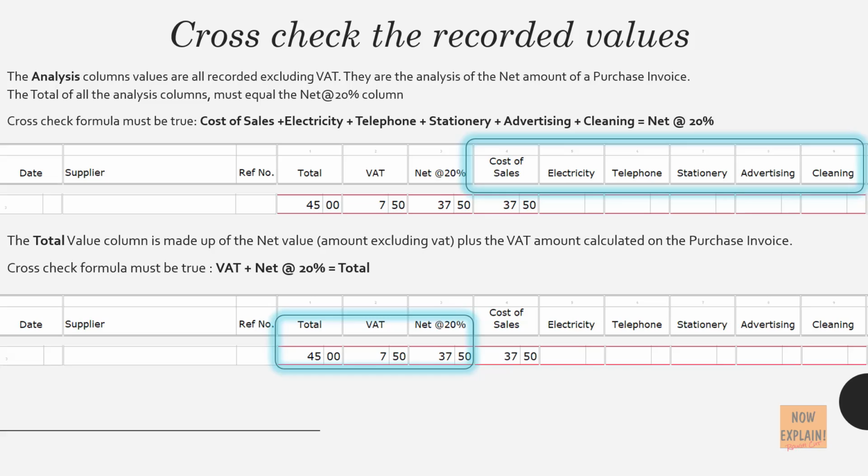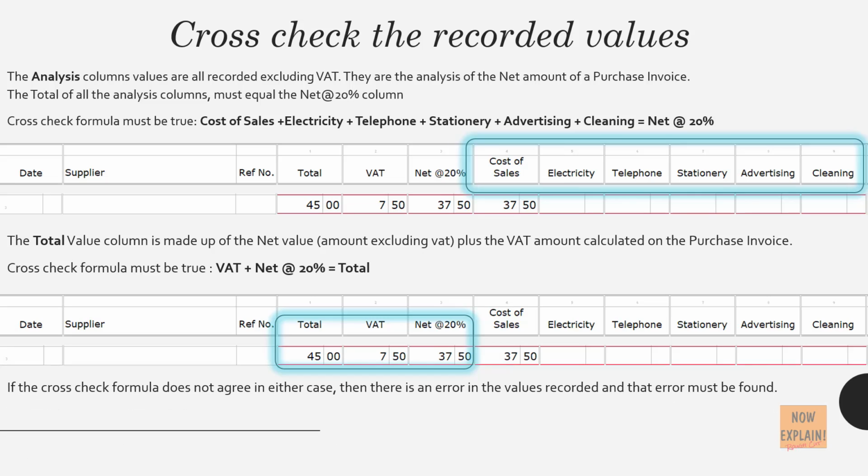The total value column is made up of the net value, amount excluding VAT, plus the VAT amount calculated on the purchase invoice or credit note. Cross-check formula must be true. VAT plus net at 20% equals total. If the cross-check formula does not agree in either case, then there is an error in the values recorded and that error must be found.